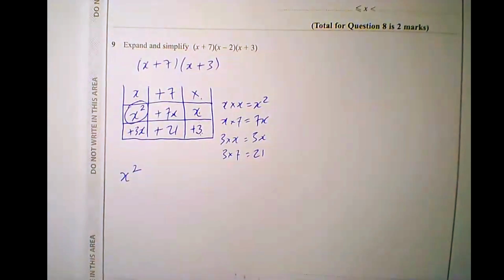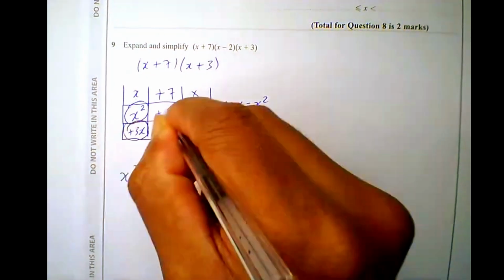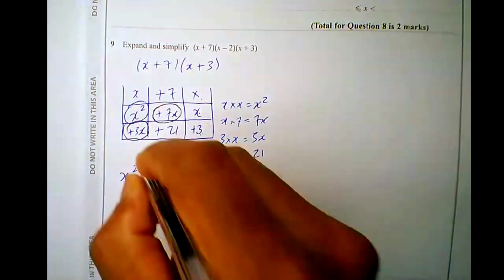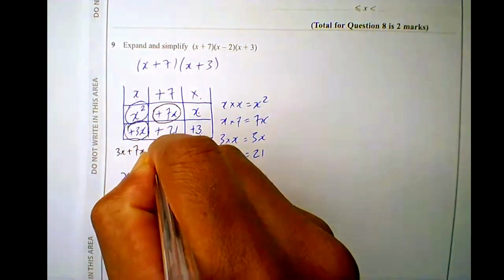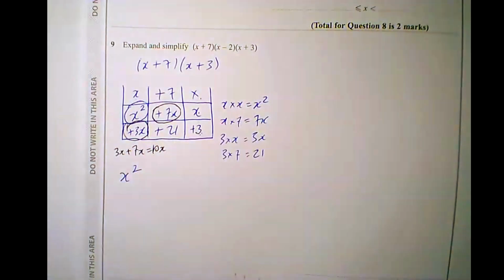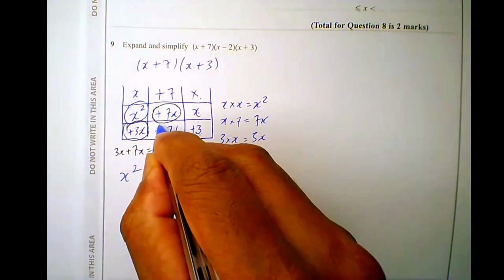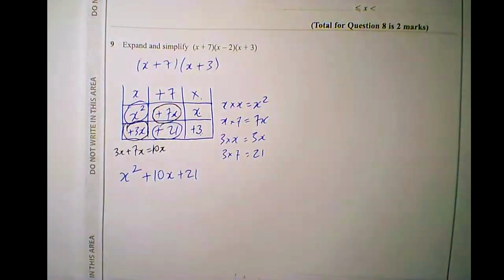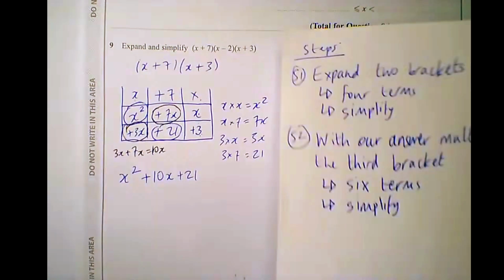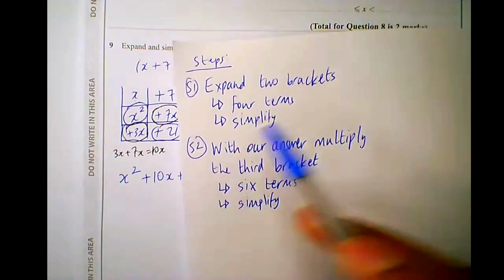And if I look at the next one closely, this is an x term, which is 3x plus 7x. So 3x plus 7x gives me 10x. So this is plus 10x. And then I have the last term here, which is 21. So that's my step 1. I've expanded 2 brackets. I got 4 terms and I simplified.